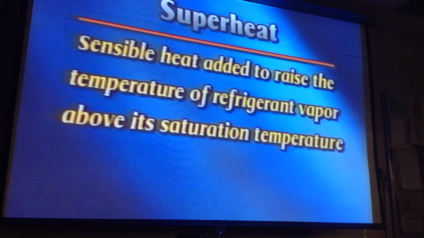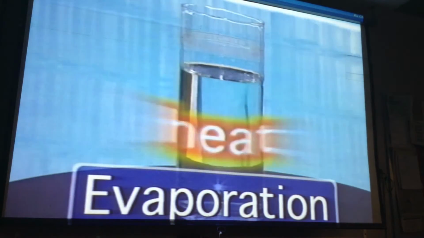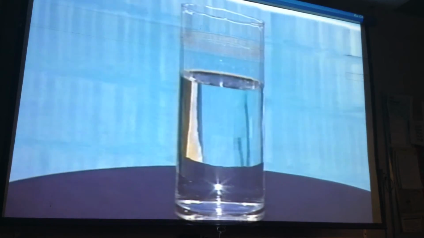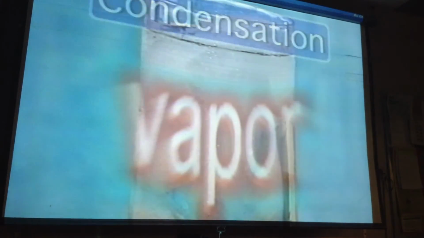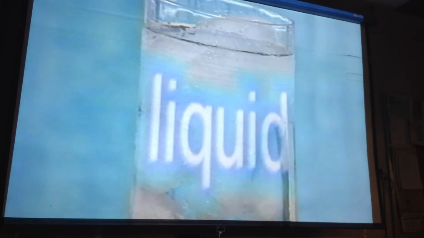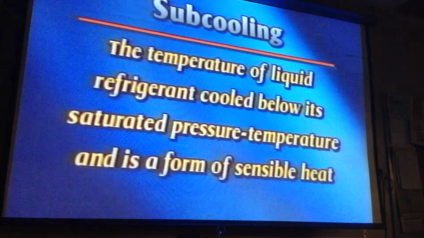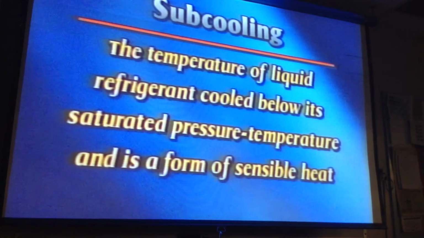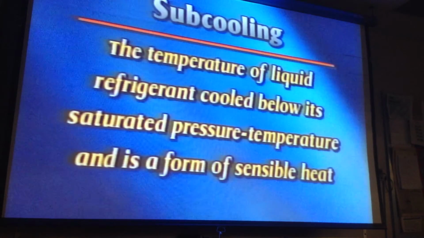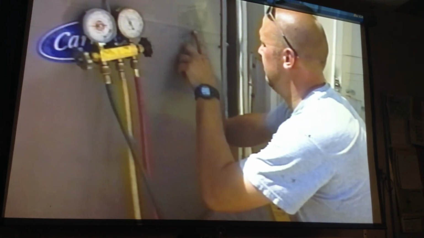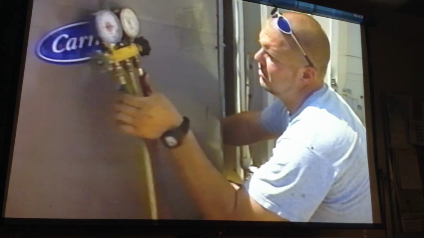Superheat is sensible heat added to raise the temperature of refrigerant vapor above its saturation temperature. Evaporation is a condition that occurs when heat is absorbed by a liquid, changing the liquid to a vapor. Condensation is the changing of vapor to a liquid at a particular pressure and temperature by removing heat. Subcooling is the temperature of liquid refrigerant cooled below its saturated pressure temperature and is a form of sensible heat. Learning these terms will help you understand how the refrigeration cycle works.